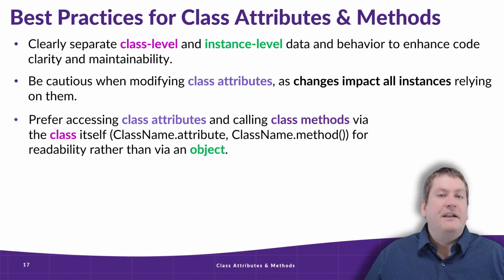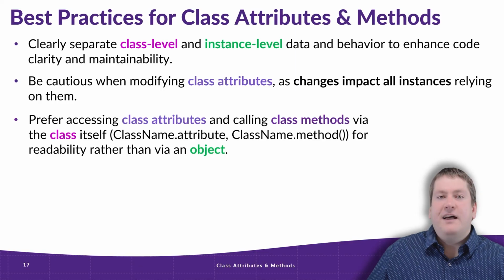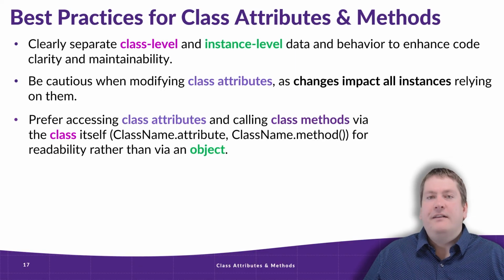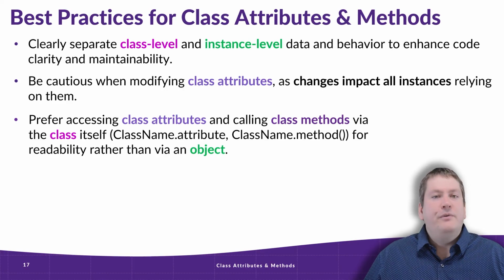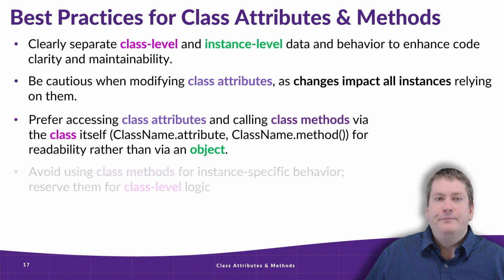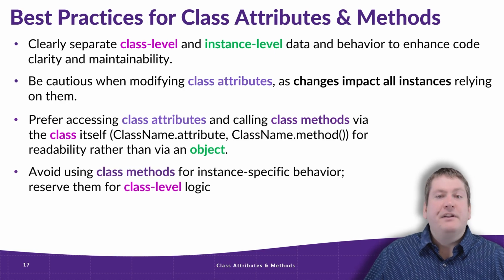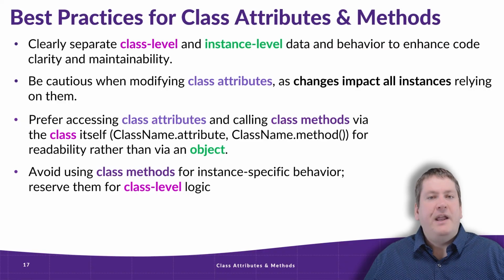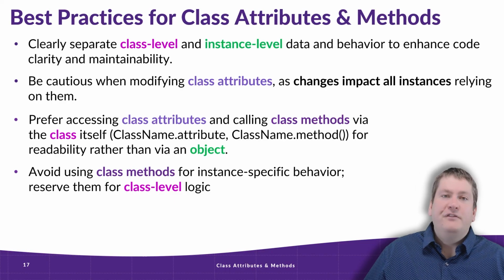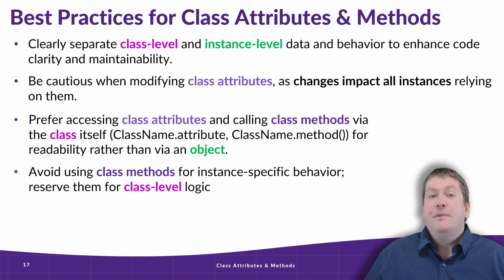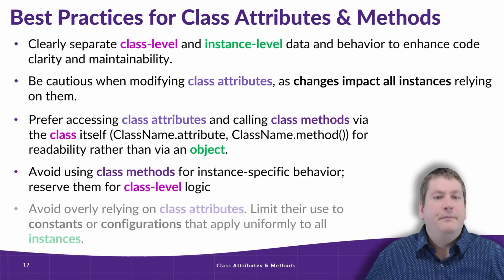So we should prefer accessing class attributes and class methods via the class itself. That'd be either using the class name like className.attribute or className.method, or if we're inside of a class method, it'd be through that CLS parameter. And we want to do that over using the self parameter or object to make our code as clear as possible. We also want to avoid using class methods for instance-specific behavior. Remember, class methods aren't going to have access to your instance attributes, so class methods should only be for class-level logic and manipulating class attributes.